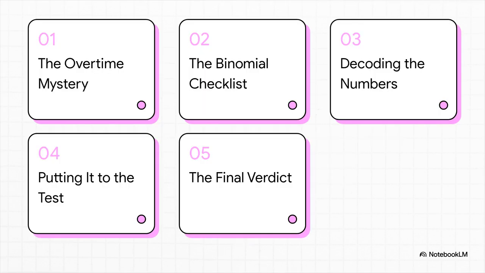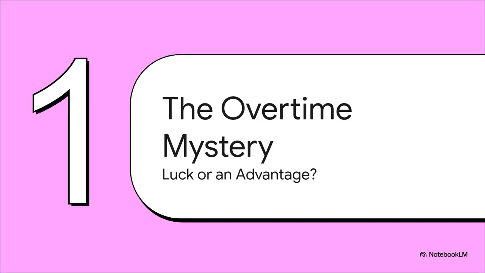So here's how we're going to do it. First, we'll dive into the overtime mystery itself. Then, we'll get our hands on the tool for the job, the binomial checklist. After that, we'll decode the language of probability, run a quick practice round, and then we'll deliver the final verdict on that coin toss. Okay, let's get right to it.